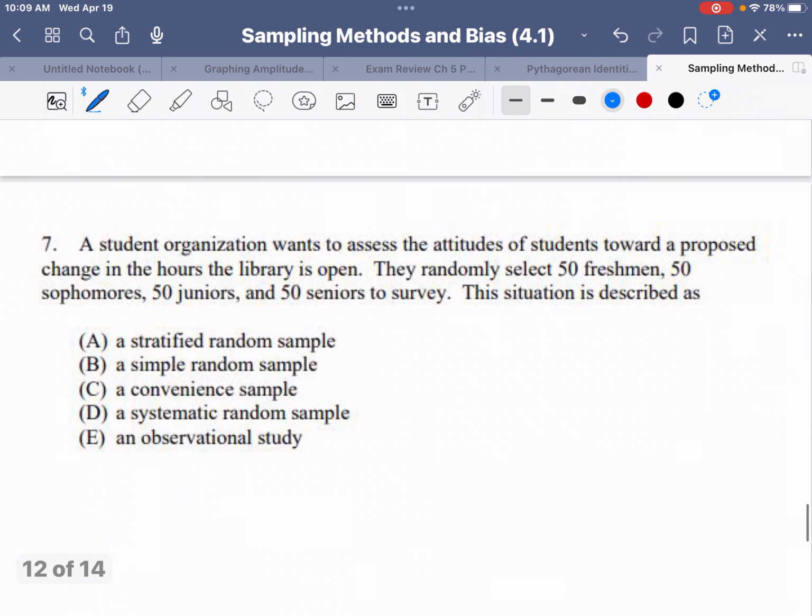A student organization wants to assess the attitudes of students toward a proposed change in the hours the library is open. They randomly select 50 freshmen, 50 sophomores, 50 juniors, 50 seniors to survey. This situation is described as, they randomly selected some from each grade. That sounds stratified to me. So look for multiple choice questions like that.